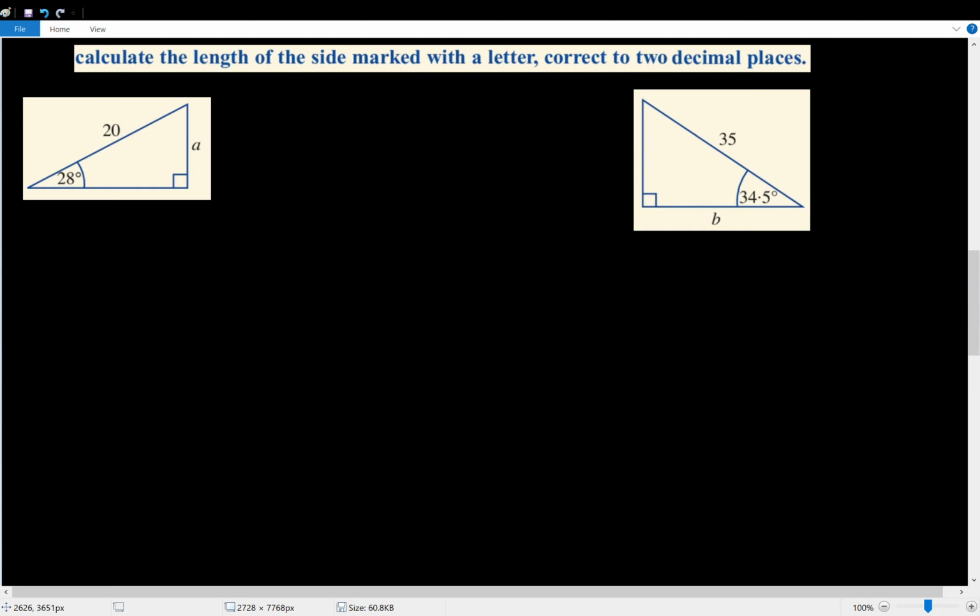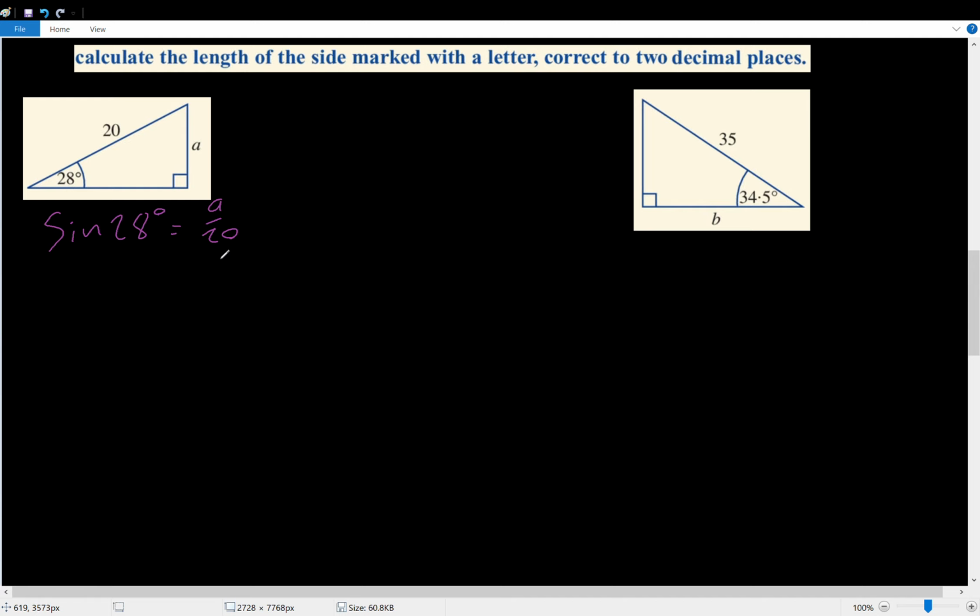So in this first case here, we've got an angle of 28 degrees, the opposite side is marked A, and the hypotenuse is marked 20. The ratio that uses opposite and hypotenuse is sine. So the sine of 28 degrees is equal to A over 20. And now we just need to do a little bit of algebra to rearrange this so that we can get to a point where we can get a value for A.